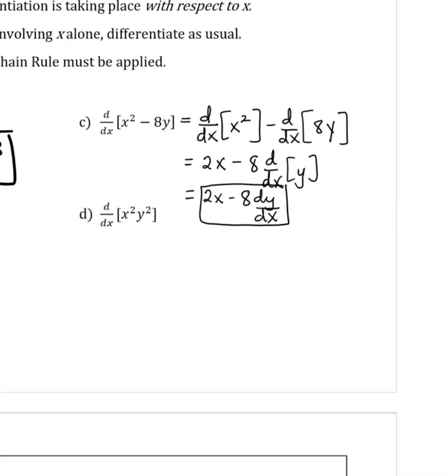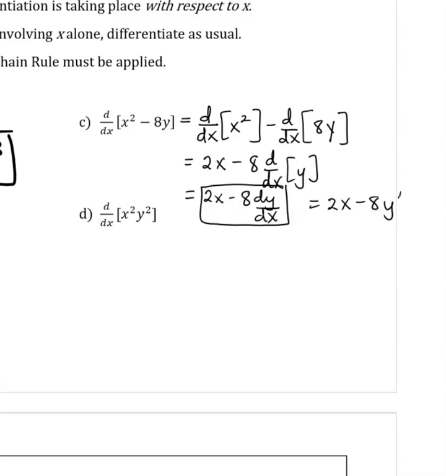That's our answer there. I'll point out that notationally it's not incorrect to write this because dy dx and y prime mean the same thing. Those two things are exactly the same. I think it's better to write dy dx when you're doing implicit differentiation because I think in some problems this y prime can look a little bit too much like y, and that would throw you off.